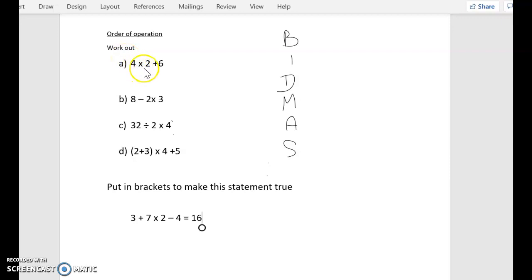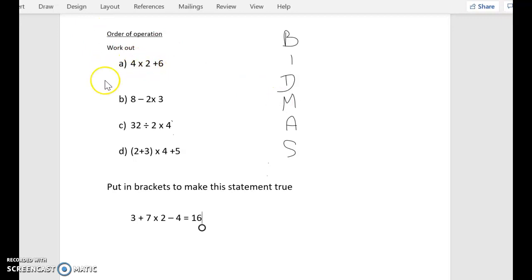So looking at this question here, we've got to find the value. We've got 4 times 2 plus 6. We don't just go for the order that it's written there. We must consider BIDMAS. Are there any brackets? No. Are there any indices, powers? No. Division? No. Multiplication? Yes. So we must do the multiplication first.